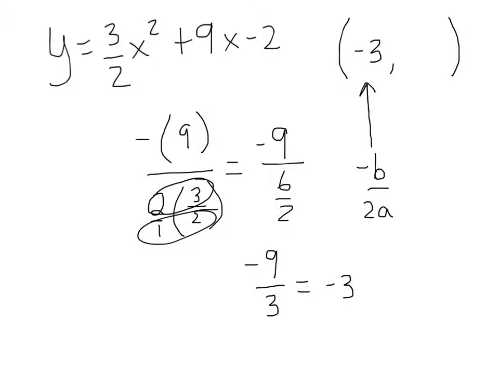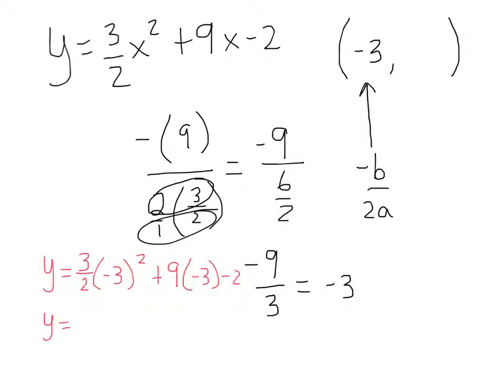Right? But I don't know the y value, do I? To find the y value, I'm going to put it in for x right here, and I'm going to put it in for x right here, aren't I? So let's do that. So I have y equals 3/2, and in the place of x, I put a -3, all squared, plus 9 times -3 minus 2, right?